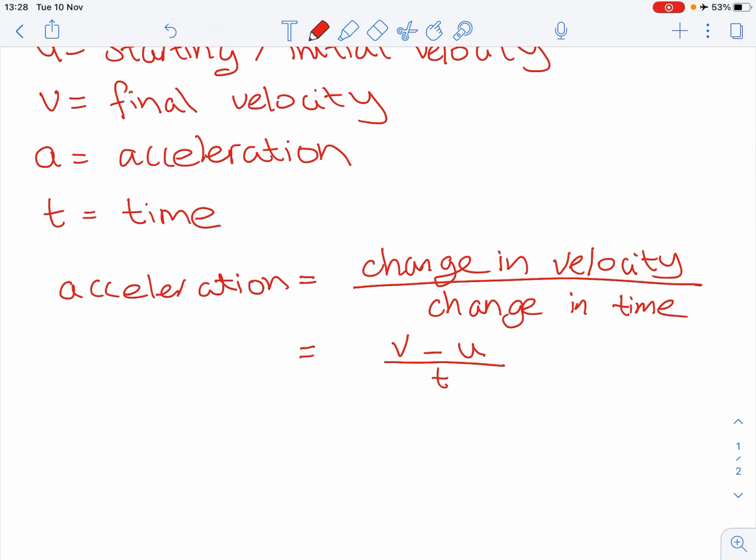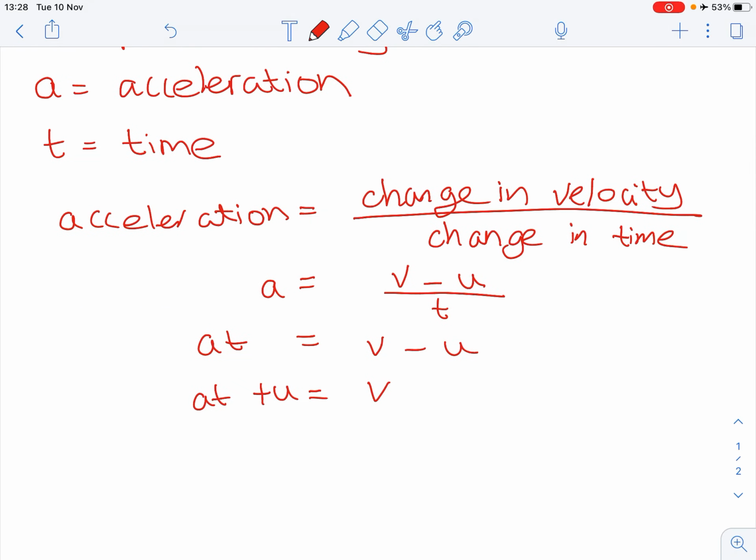From this formula, from acceleration, so a equals v minus u over t, we can find out velocity by rearranging our formula. So we do a multiplied by t equals v minus u. Then we add our initial u on both sides, so v is equal to at plus u. So this is your first formula, v equals u plus at. So this is your equation number 1.